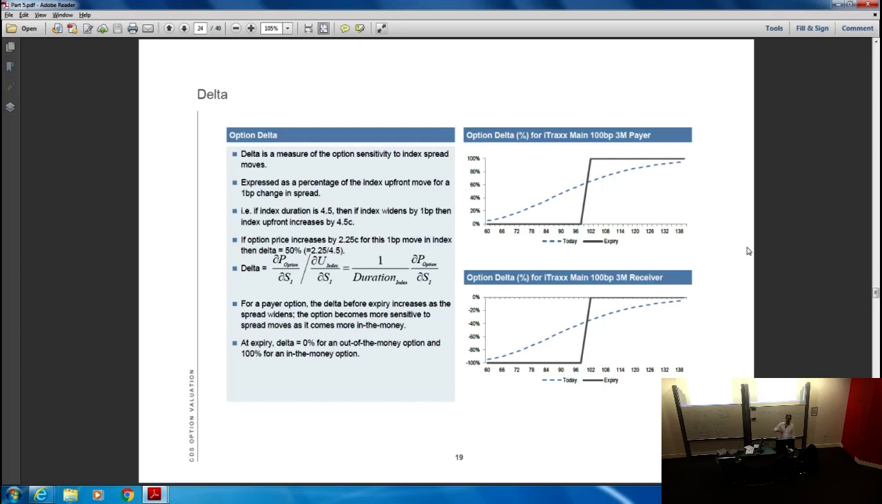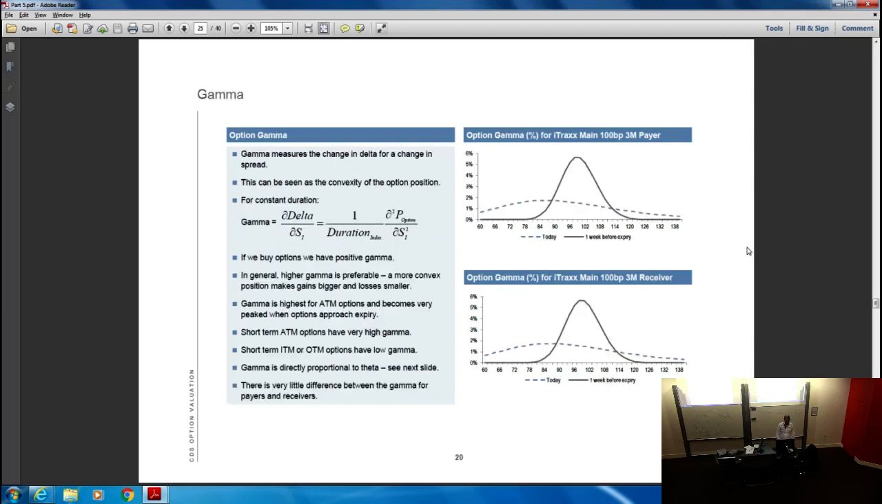So more time basically means that your delta doesn't change quite as much. And as you get closer and closer to expiry, you're basically only really going to have a delta changing if you're at the money, if you're kind of close to that point. Because if you've only got 1 day to go and you're well out of the money, your delta's not really going to change very much in terms of the changes in spread.